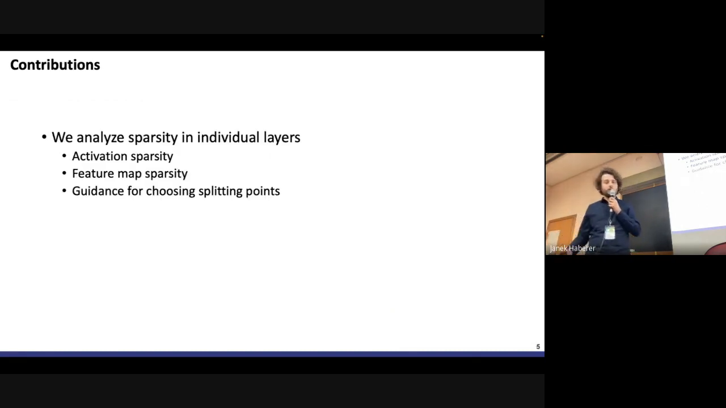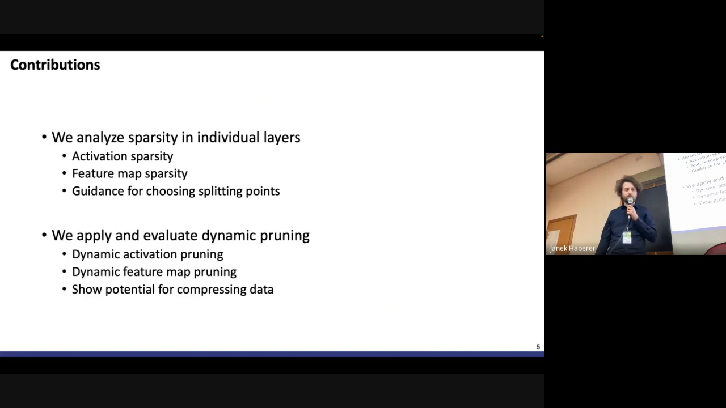So what did we do? We analyzed sparsity in individual layers. That is activation sparsity, which is the individual values inside of feature maps, and also feature maps as a whole, so these entirely black feature maps. This is a guidance to help decide where you want to split a network to reduce the amount you have to transmit. And then we apply dynamic pruning, so dynamic activation pruning and also feature map pruning, first removing individual values and then removing entire feature maps, showing the potential for compressing data using these techniques.